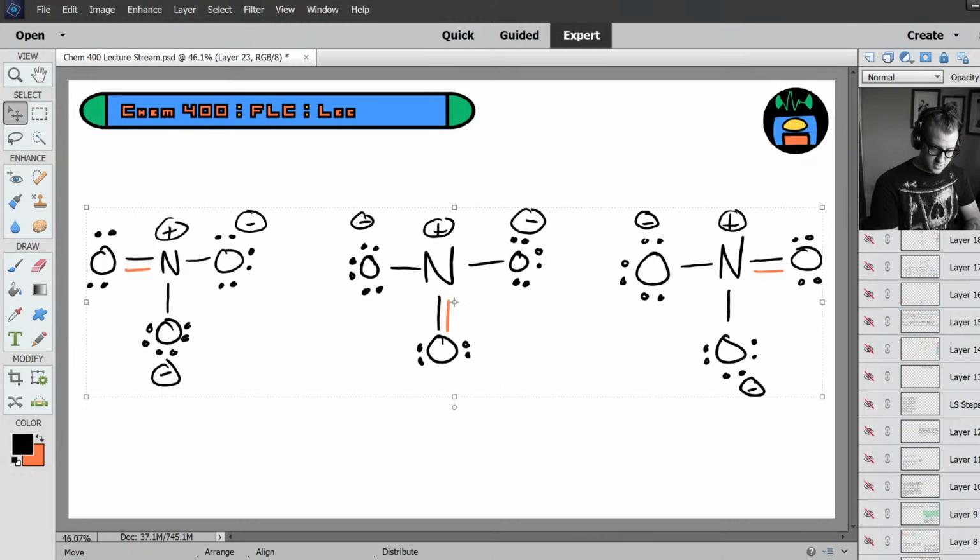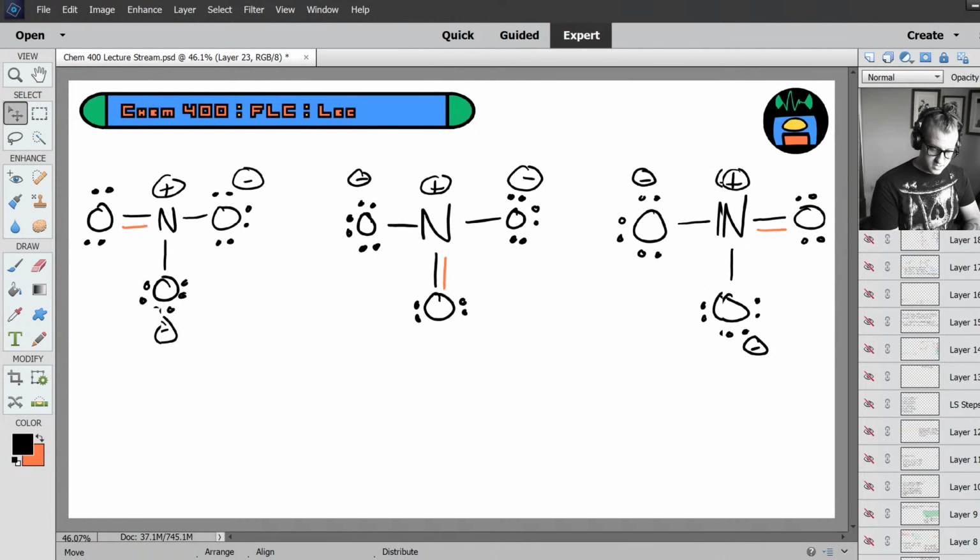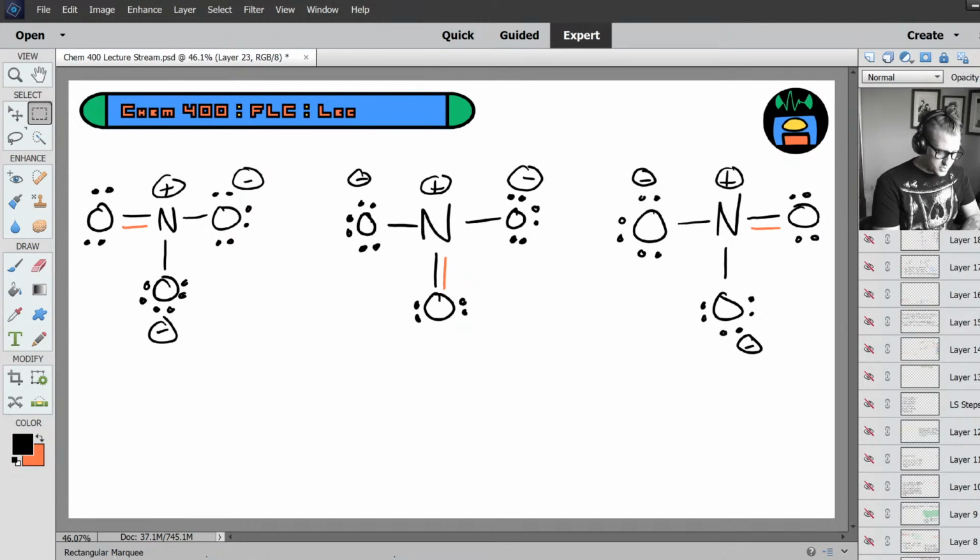And the answer to that question, which one is the real structure, is none of them and all of them. None of these individual structures are the true structure of nitrate, and all of them together are the true structure of nitrate. All right, what am I saying? It sounds like I'm talking out of both sides of my mouth.